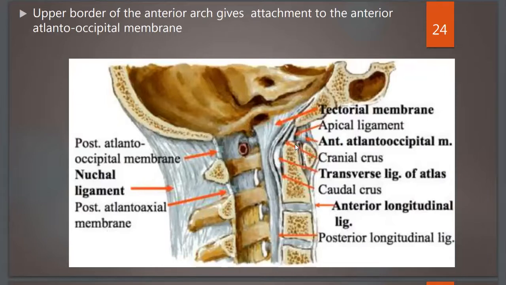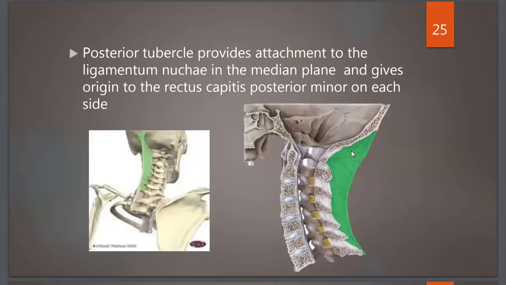Connecting the occipital bone and the atlas bone anteriorly, we have the anterior atlanto-occipital membrane. Similarly, connecting the occipital bone and atlas bone from behind, we have the posterior atlanto-occipital membrane. Okay, this is the nuchal ligament, which we have seen when we were doing the other typical cervical vertebrae. Same thing. This is the ligamentum nuchae. The posterior tubercle of the atlas also gives attachment to this ligamentum nuchae in the median plane and gives origin to the rectus capitis posterior minor muscle on each side.